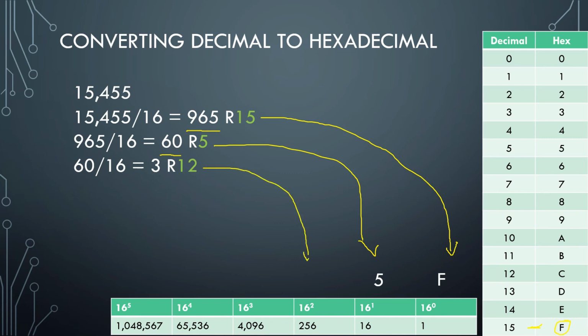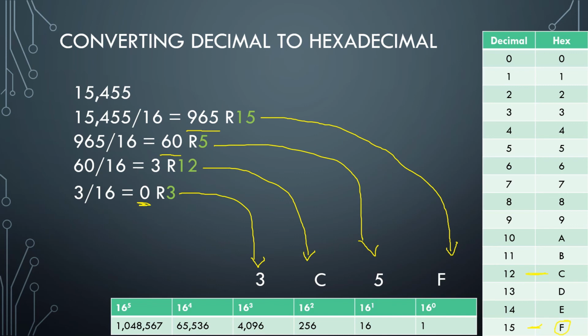12 is not a valid hexadecimal number, so let's look at our chart over here on the right, and we see that 12 is equal to the hexadecimal letter C. So we're going to make sure that we're writing a C down here. Okay, 3 divided by 16, we've finally got our 0, so we know this is the last time. This is our stop. And we're going to put this last number, this 3, into the next place value.